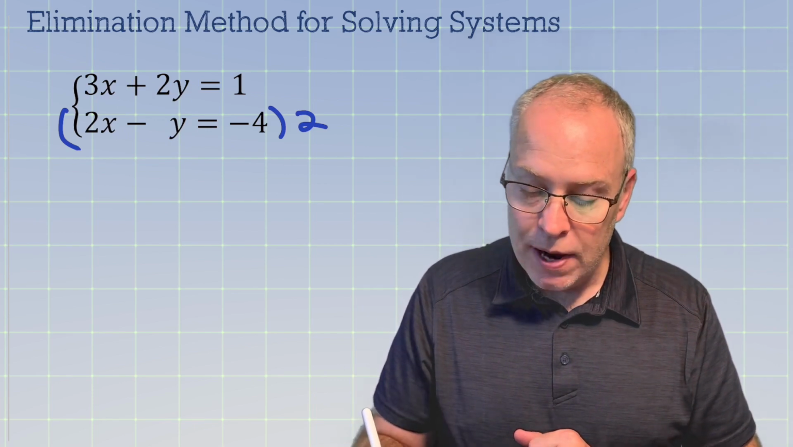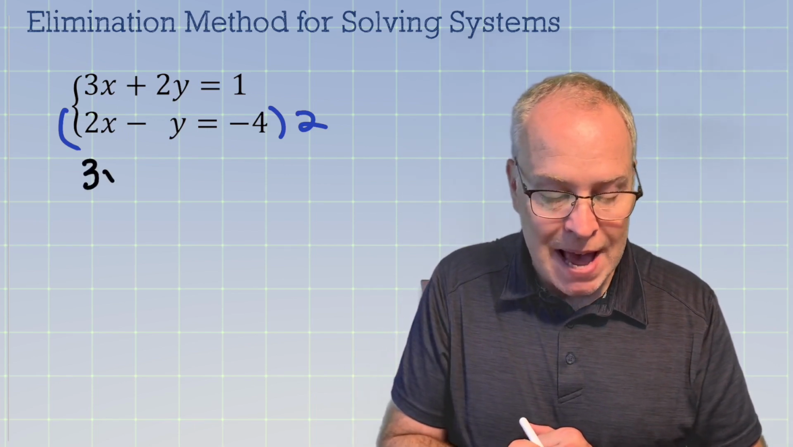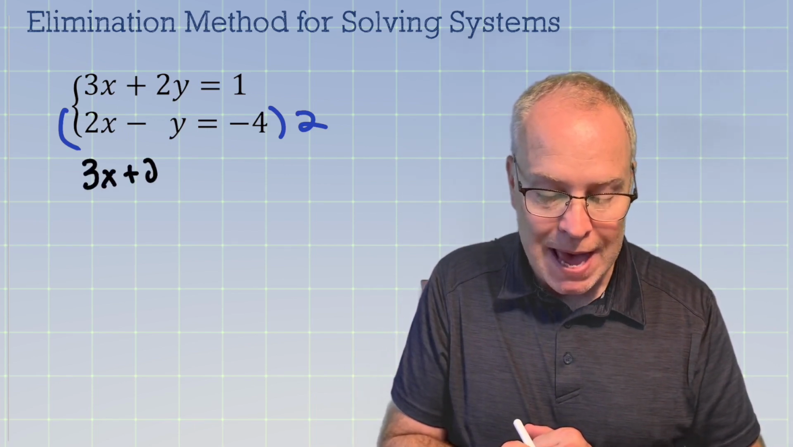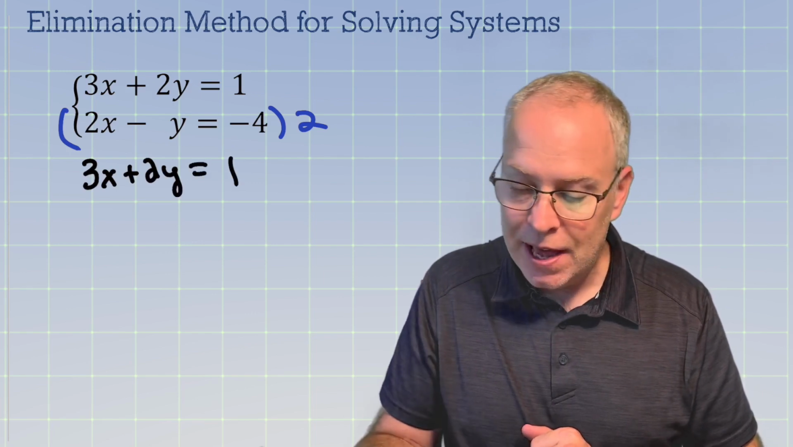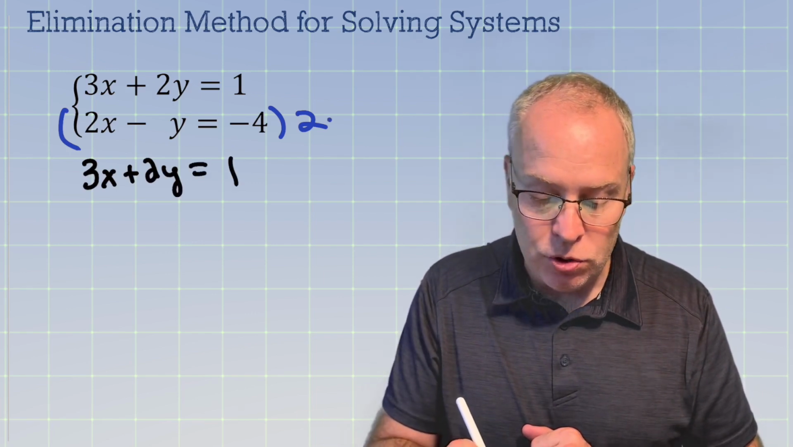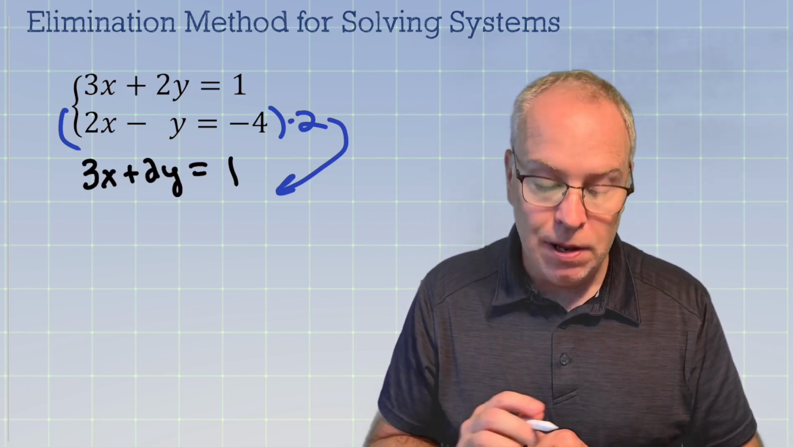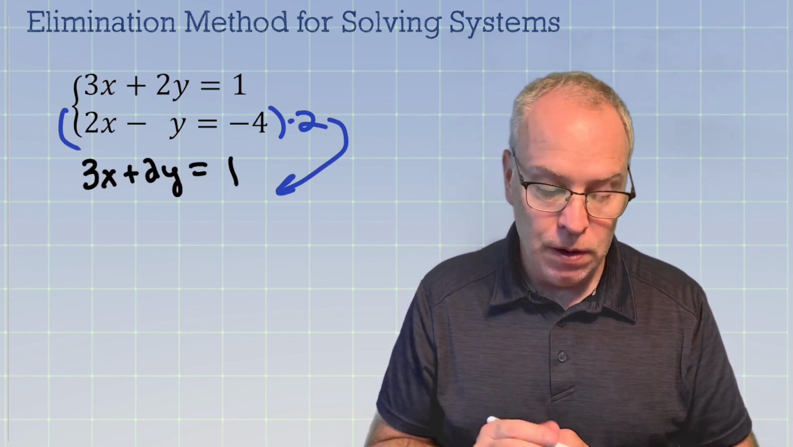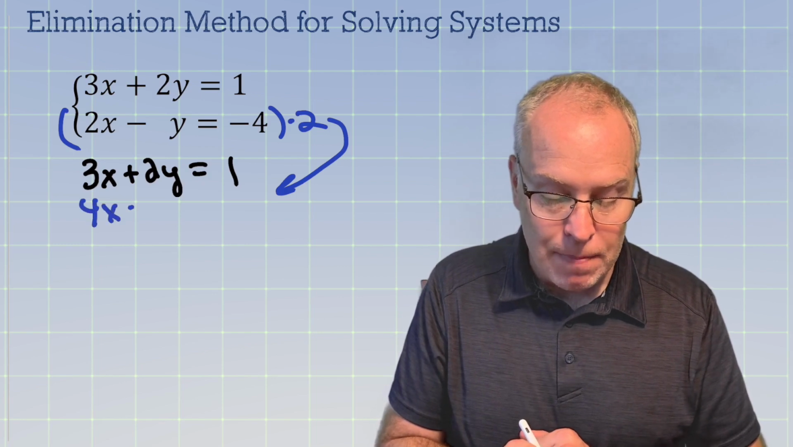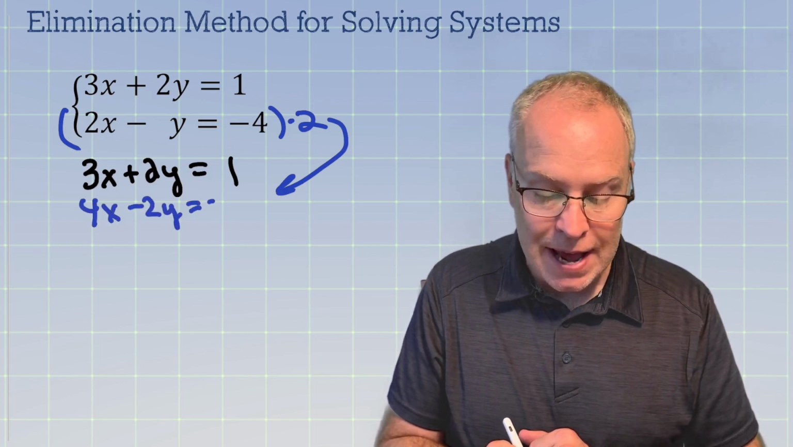I am going to rewrite this whole system down below. So I'm not changing the first problem at all, but I am going to take that second equation and double it. So I'm going to multiply everything by 2. So I get 4x minus 2y equals -8.